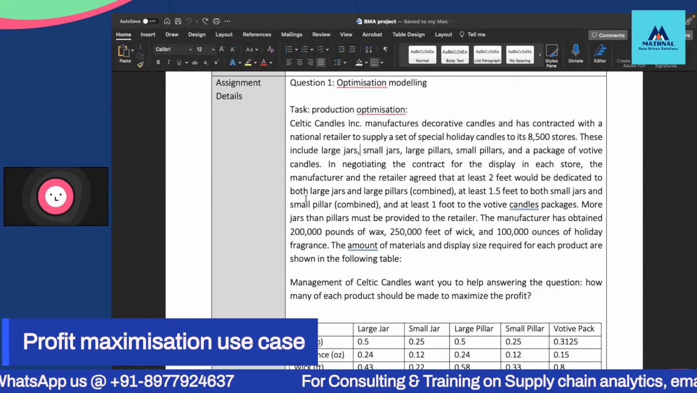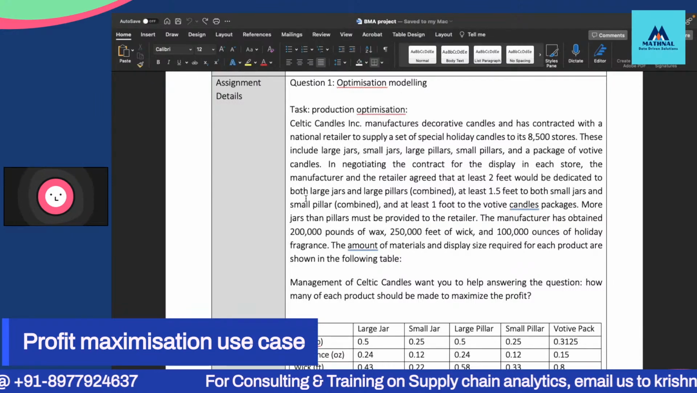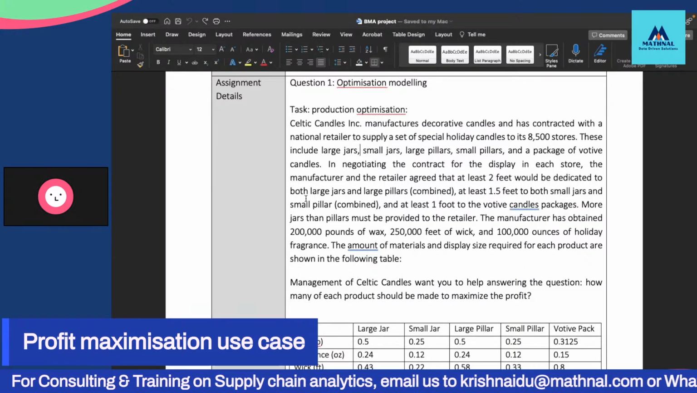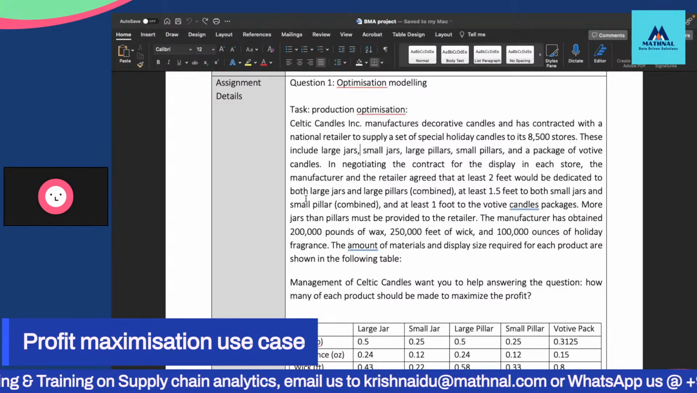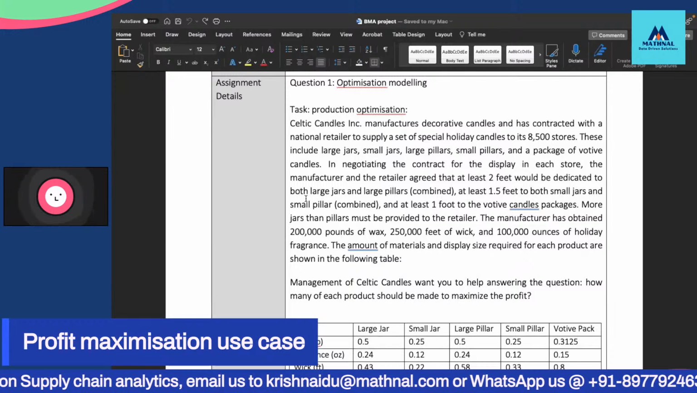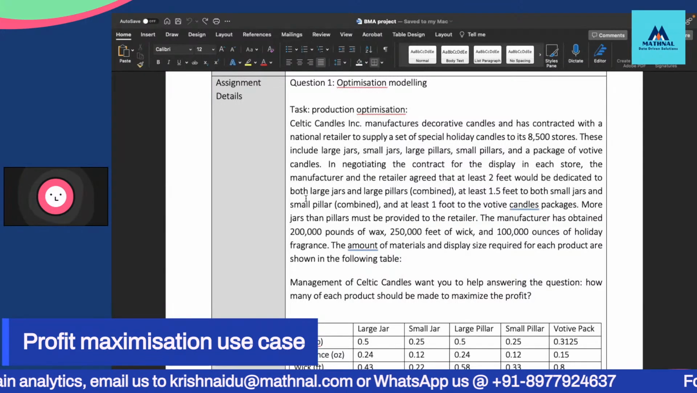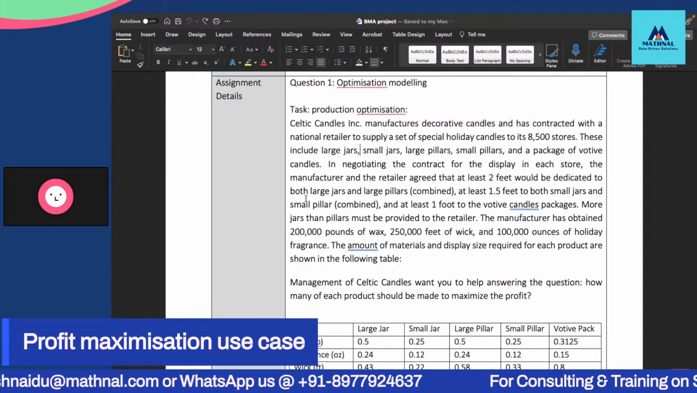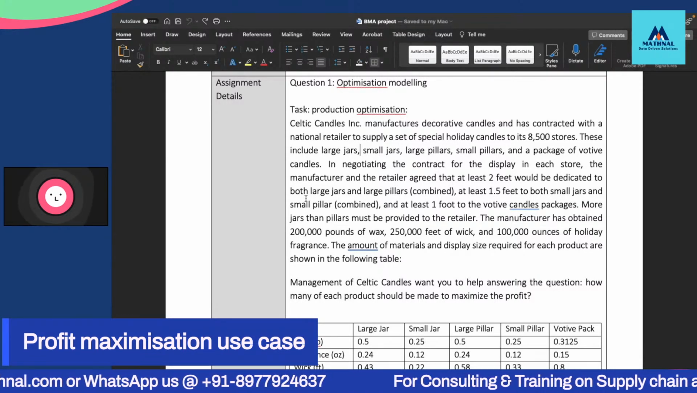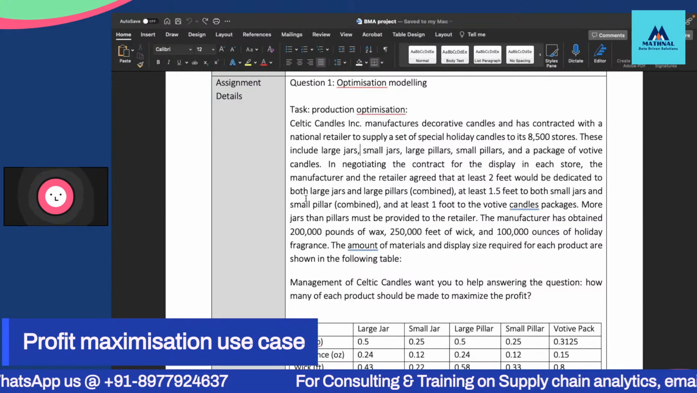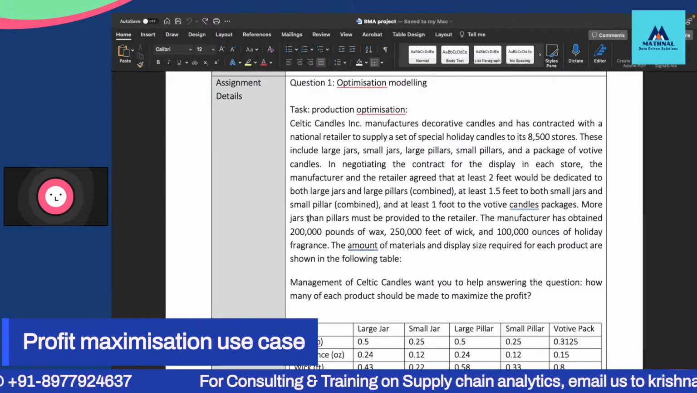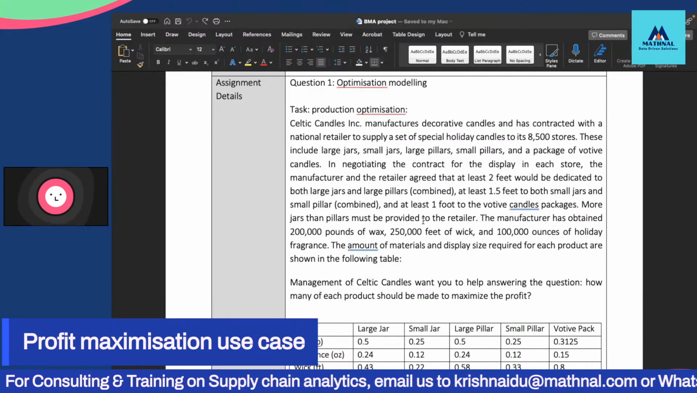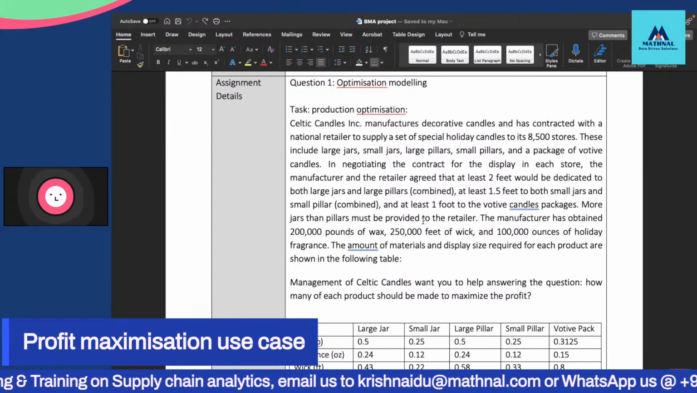They're deciding that at least 2 feet would be dedicated to both large jars and large pillars, and at least 1.5 to both small jar and small pillar. In negotiating the contract, the display in each store: 1.5 feet for small jars and small pillars, 1 foot for votive. More jars than pillars must be provided to the retailers. So they want more jars.